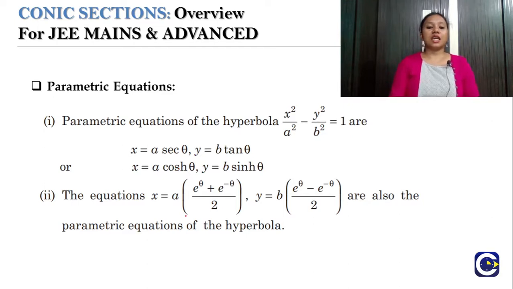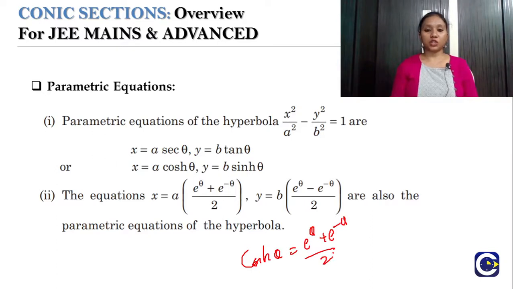That means x is equal to a into e power theta plus e power minus theta by 2, which is nothing but cos h theta. Similarly, e power theta minus e power minus theta by 2 represents sin h theta, the hyperbolic functions. So these are also parametric equations of the hyperbola, because cos h theta is equal to e power theta plus e power minus theta by 2, and sin h theta is equal to e power theta minus e power minus theta by 2. Both represent the parametric form of the hyperbola equation.